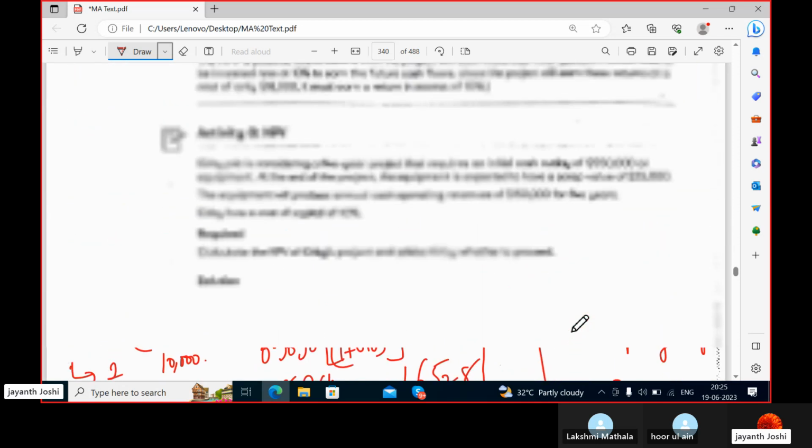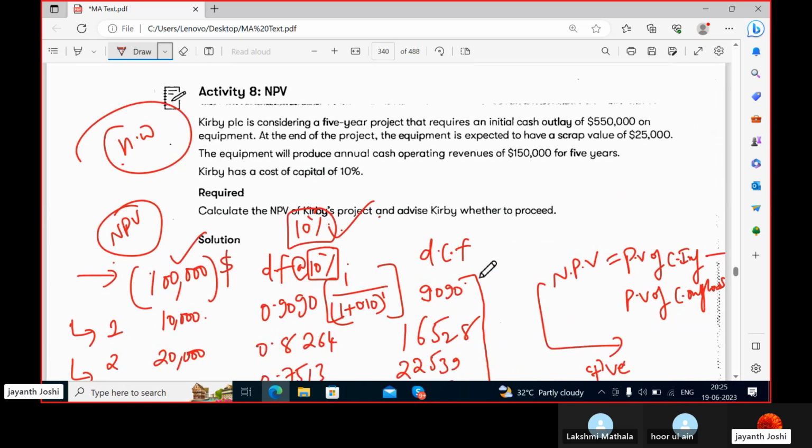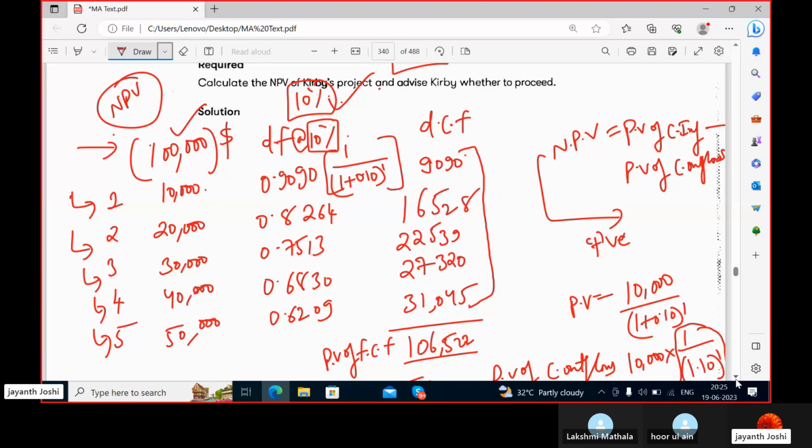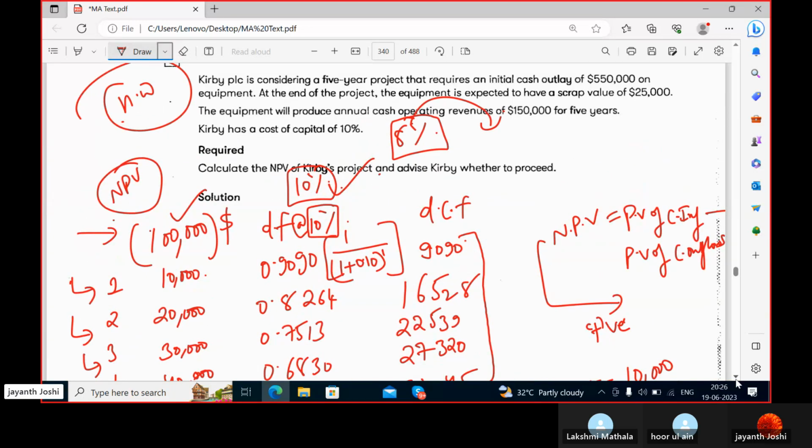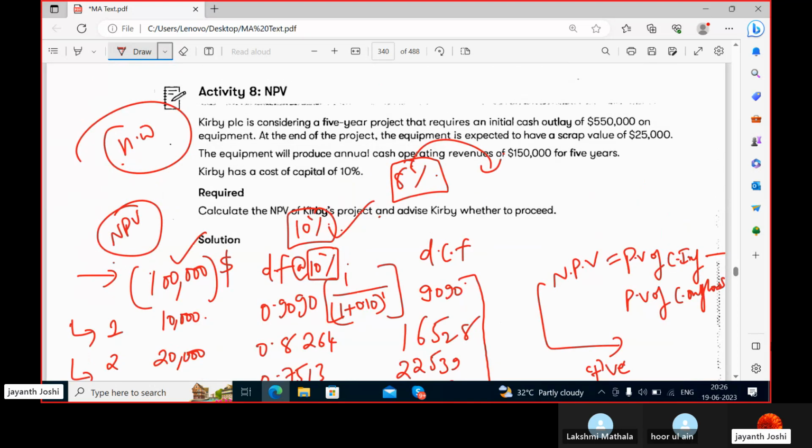If I take, let's say, a discount factor of 8%, will I get positive NPV or negative NPV? Please tell me. Hello? I'm asking a question. If I do this same question with 8% expected return, will I get positive NPV or negative NPV? You said negative or positive? No, positive. Why negative?